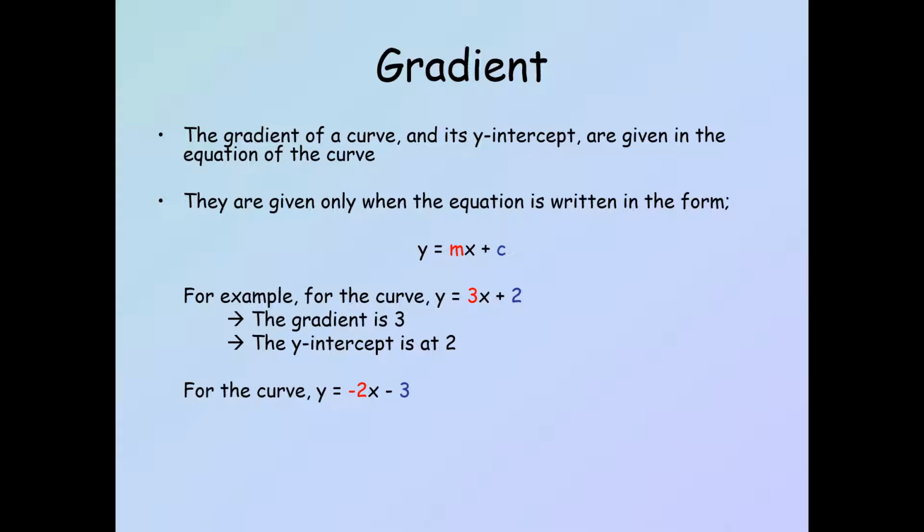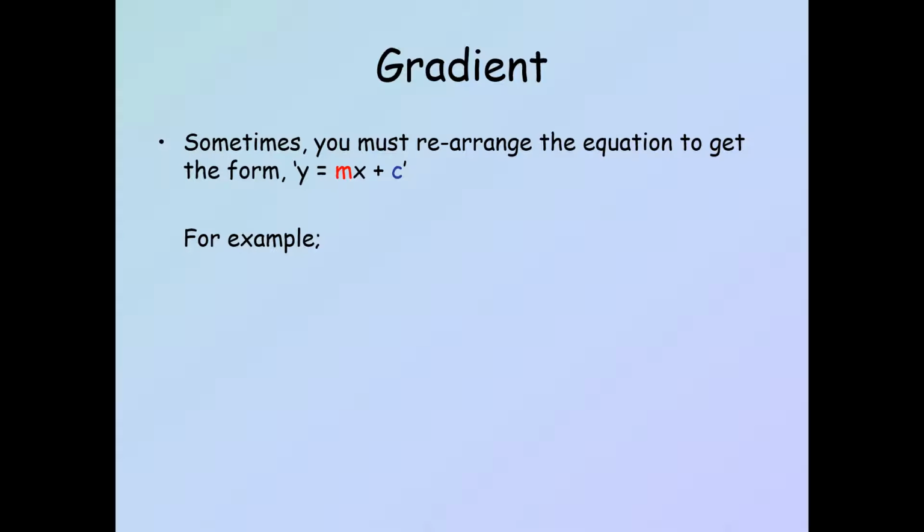If we have y equals minus 2x minus 3, the gradient is minus 2 and the y-intercept is negative 3. So it's very straightforward when we have it in the form y equals mx plus c. We have, however, been rearranging equations in a previous unit, and sometimes we need to do that to be able to gain the information we need from the equation.